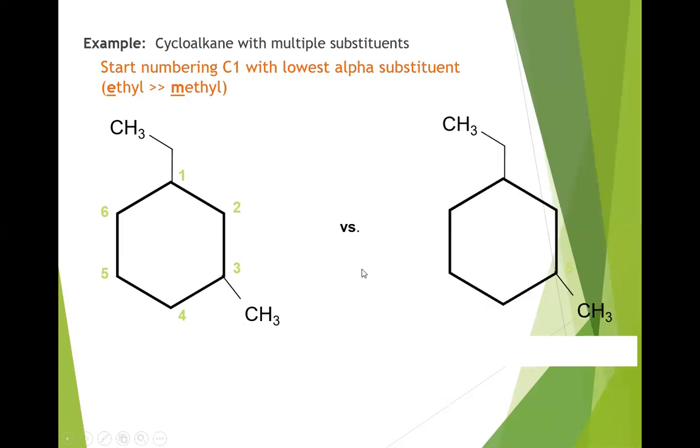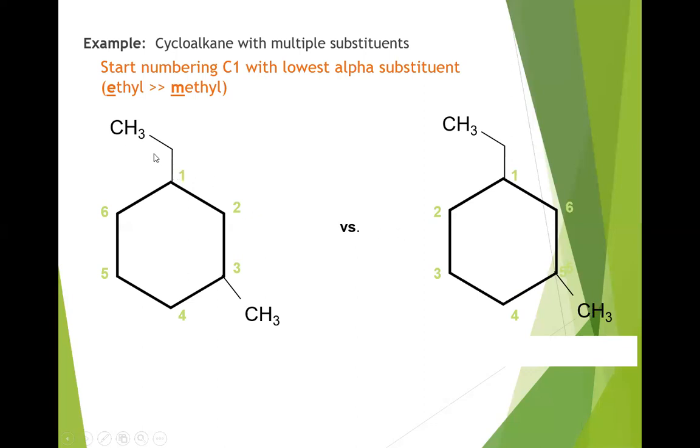Now, this is another similar structure, but now the numbering is different. Now, this is number 2, number 3, number 4, number 5, number 6. So now look at these two. Which of these numberings is correct? And why do you think so? So at this point, where are we going to start numbering from?